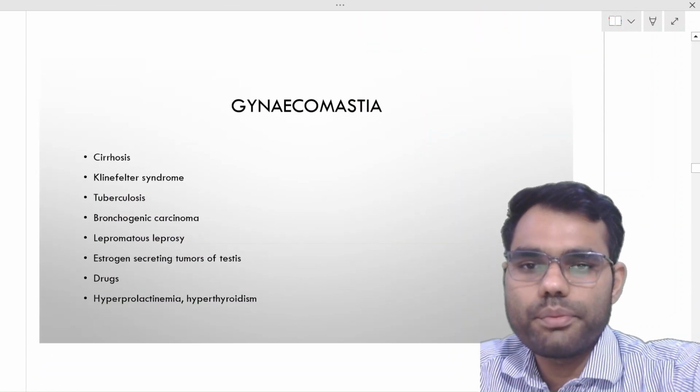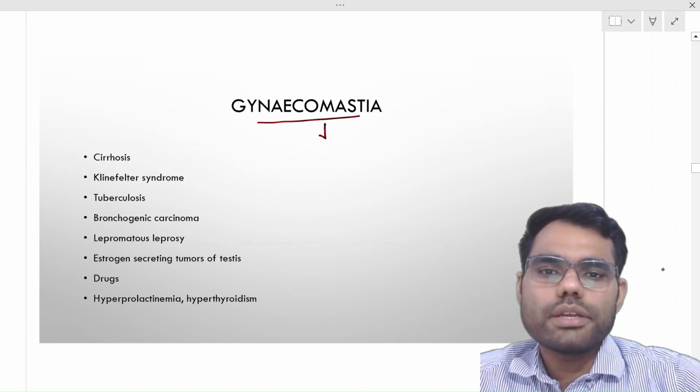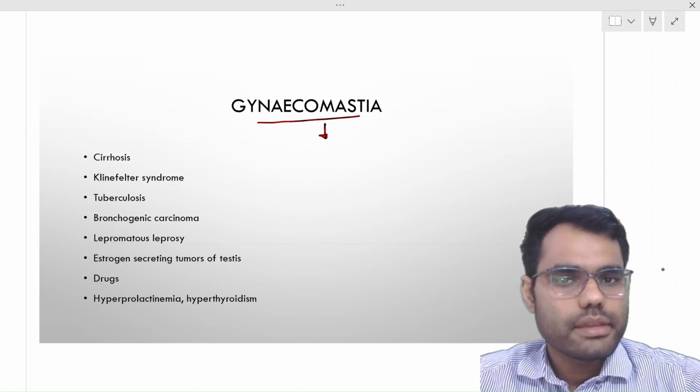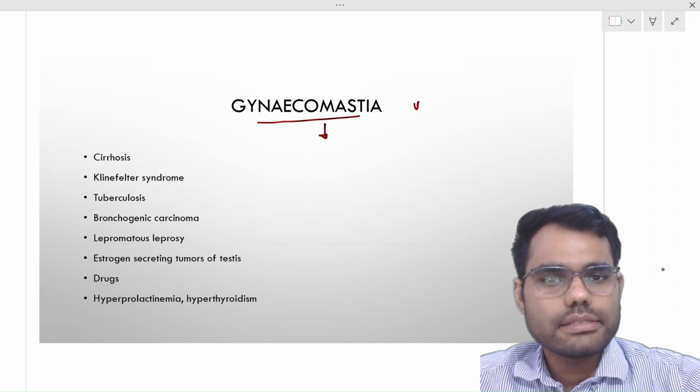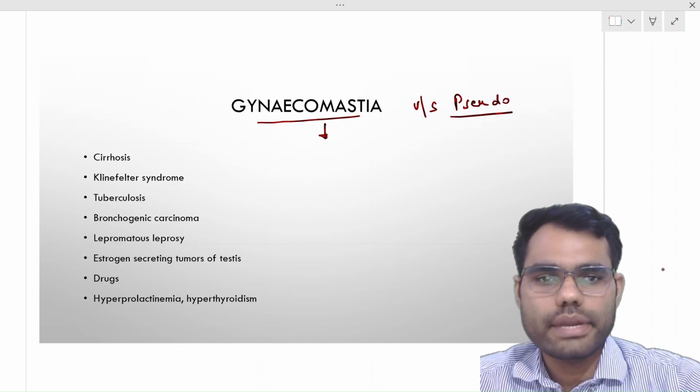Now coming on to gynecomastia. So what is gynecomastia? Gynecomastia is proliferation of the fibroblastic stroma and ducts, right? Versus pseudogynecomastia, which is actually accumulation of just fat known as lipomastia.